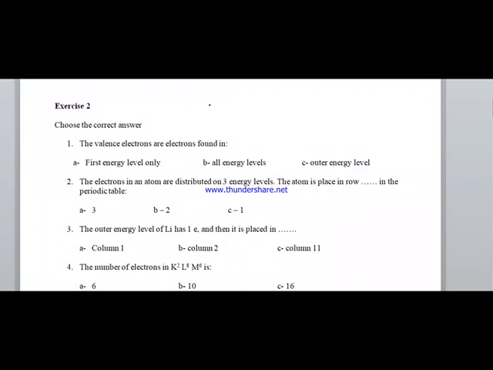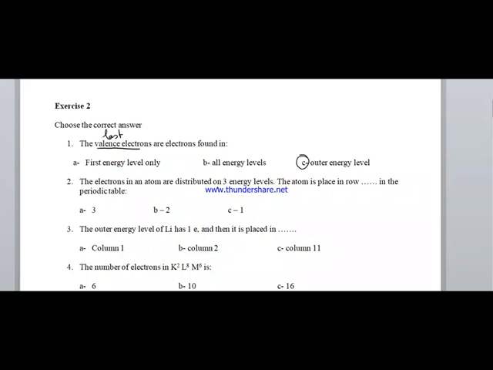Okay, let's continue with the second exercise. Choose the correct answer. The valence electrons are the electrons found in the outer energy level, not the first energy level or all energy levels. Valence electron means the last level, the outer energy level.